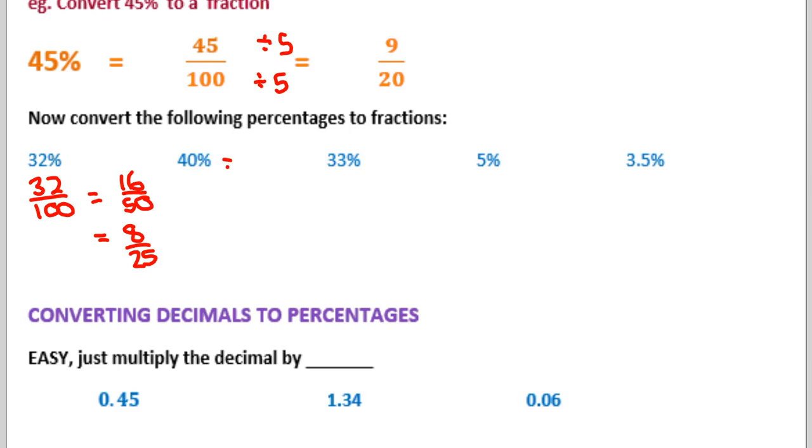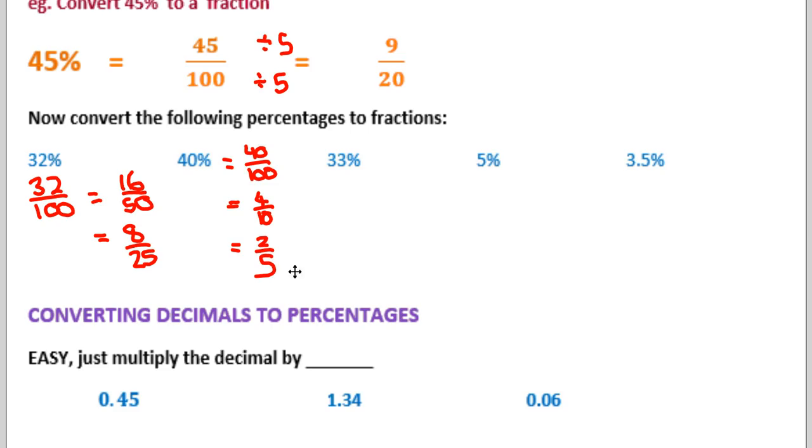40% is like 40 over 100. Can divide the top and bottom by 10, that's easy. 4/10. We've got even numbers, so divide the top and bottom by 2, numerator and denominator by 2. We'll get 2/5.